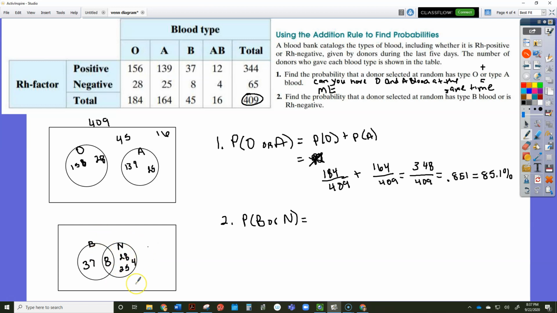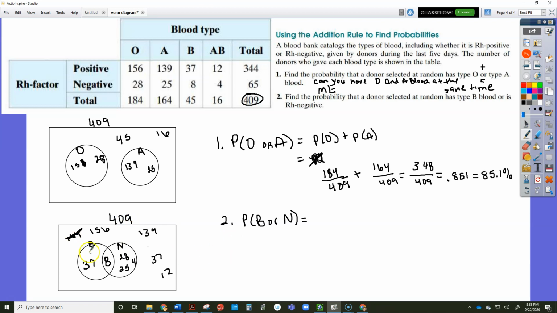And then when you add all those up, 8 plus 28 plus 25 plus 4 should give you a total of 65. And remember, all of these other numbers are out here. So this is 184 O types, 164, actually 156, because we've got the negative ones in there, 139, and 37 and 12. Those are all out here because together, remember, we have a sample space of 409.